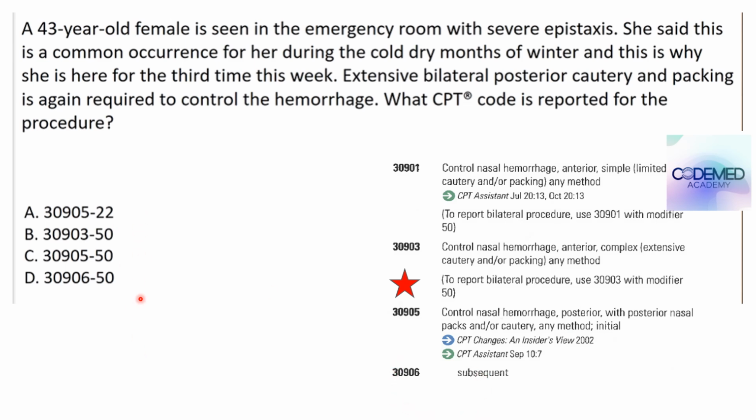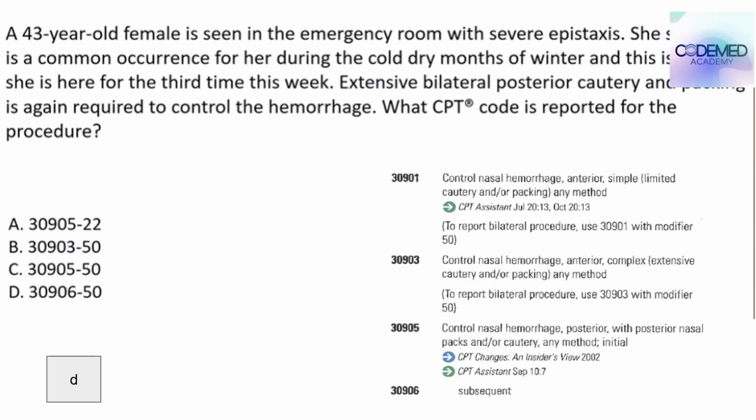So we need to find out, because this talks about the initial visit, this talks about the subsequent visit. Now we will have to check the answer. So the correct answer is answer D. Why? Because she is here for the third time this week. So it is a subsequent visit. So 30906, that we are going to write. And again, this is a unilateral code. For the bilateral procedure, we will require the modifier 50. So the answer D is the correct answer.